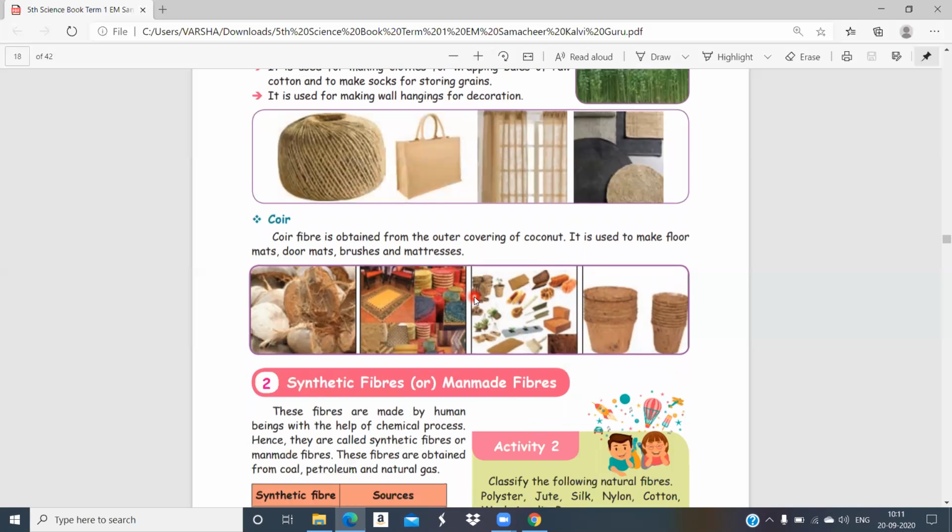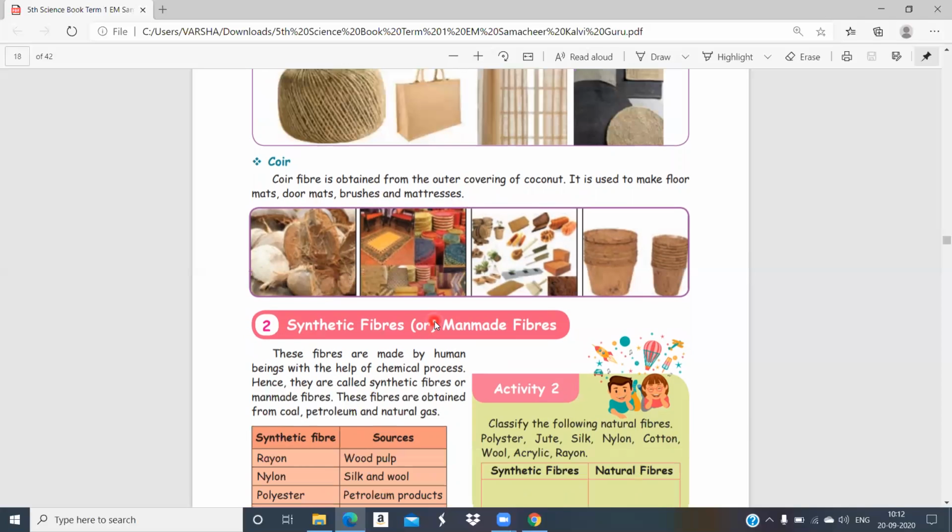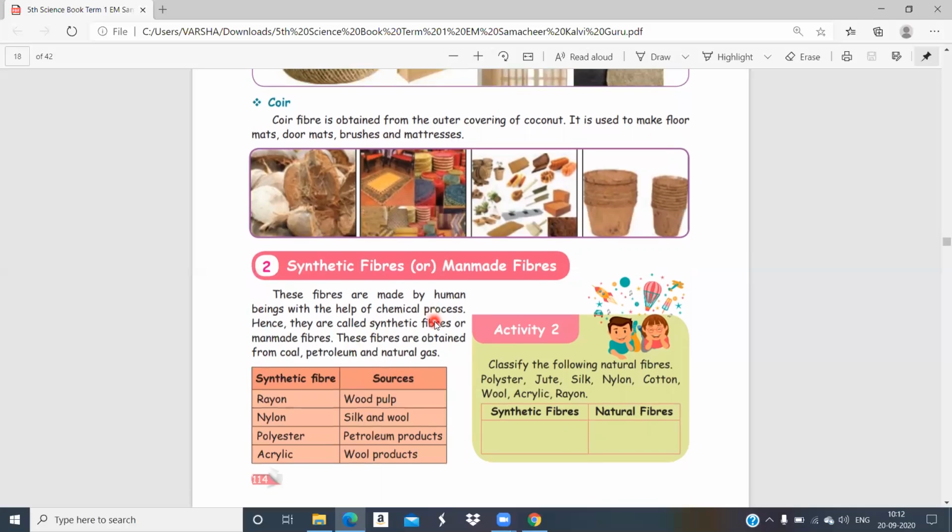Next, coir. Coir fiber is obtained from the outer covering of the coconut. It is used to make floor mats, doormats, brushes and mattresses. This coir fiber is obtained from the outer part of the coconut. It is used to make mats and doormats, on which Welcome is written, and also brushes and mattresses.